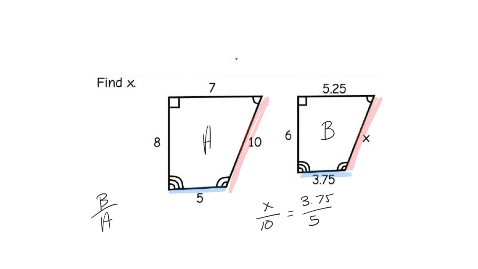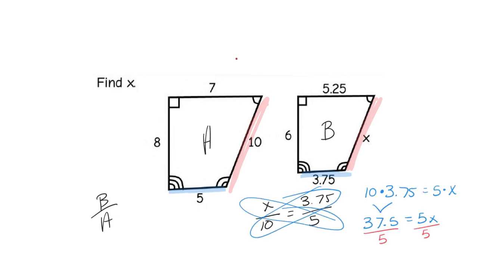So once I set that up, cross multiply and divide. So once I do that, it gets 10 times 3.75 equals x times 5. That gives me 5x equals, when I do the math here, I get 37.5. I want to get x by itself, so I'm going to go ahead and divide by 5, and x equals 7.5.